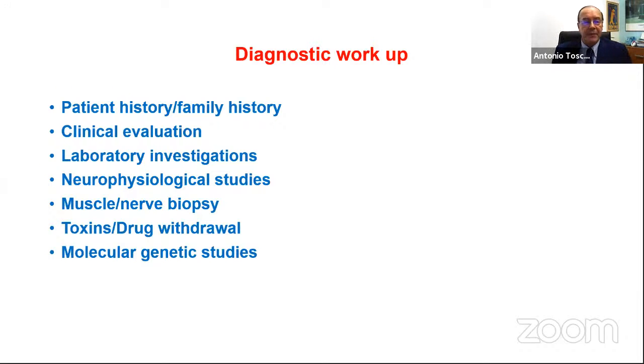Because of this great variability of causes, of course, the diagnostic workup is very difficult. And in this list, you can see that there are several items we have to take into account, like patient history and family history, especially for the genetic disorders. Of course, the clinical evaluation, the results from laboratory examinations, the neurophysiological studies that are still very fundamental, and we can also use muscle or nerve biopsy in specific situations, especially for nerve. And we have also to consider the iatrogenic weight of toxins or drugs, and we have to consider when these toxins or drugs disappear, as there may be a different situation before and after use of toxins or drugs. And finally, again, especially in genetic disorders, molecular genetic studies.